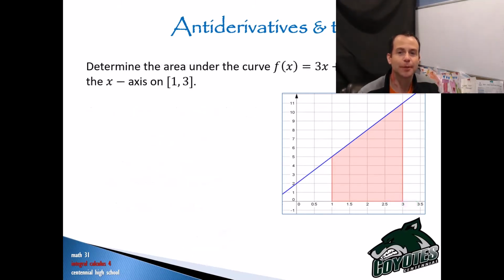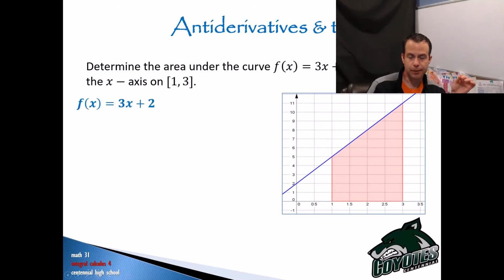So determine the area under the curve f of x equals 3x plus 2, and above the x-axis on the interval 1 to 3. So here we go. We know that little f of x is 3x plus 2. I'm going to figure out the antiderivative. Okay, so I'm going to get the exact same thing I just got. I'm just showing you now how I would do the question without leading you the way I led you.